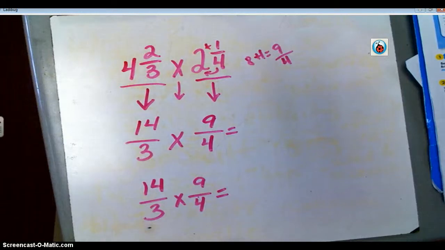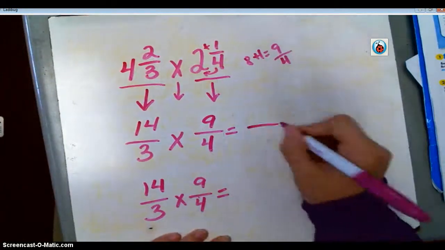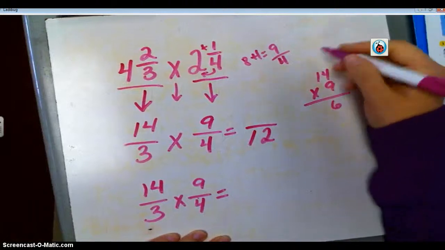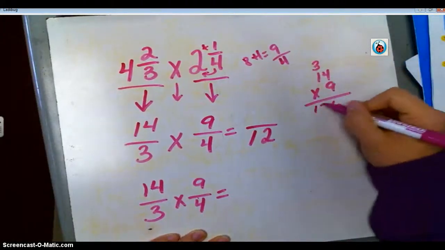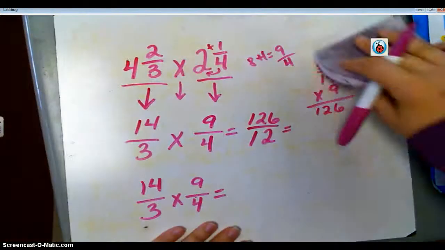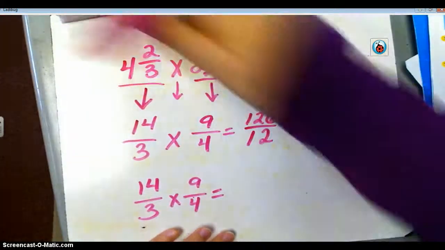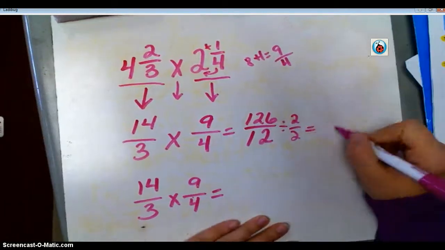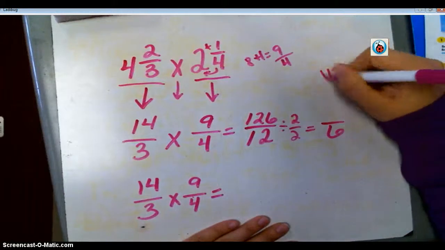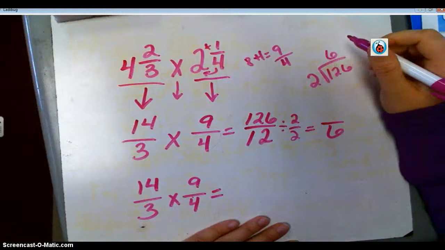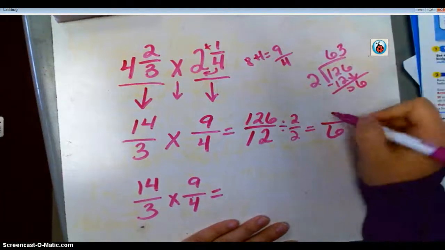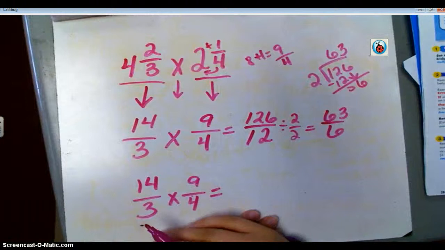If we're doing just the regular way, Jeffrey, what do we do? Just regular old multiplying. 3 times 4 equals 12. 14 times 9, gotta do that to the side. Can I reduce this? Yes. Let's divide them both by 2. 126 divided by 2: 2 goes into 12, and 2 goes into 6. 63 over 6.